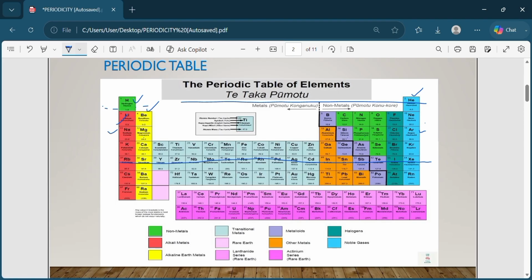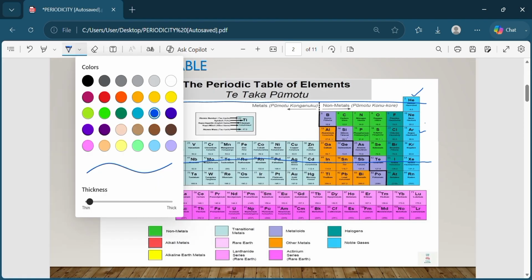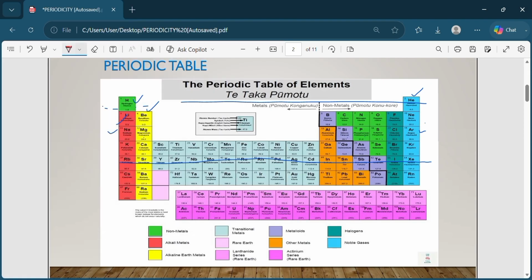Then when we look at a group, which is the other one, let me use another ink specifically. For example, this is a group. This is also a group: group 1, group 2, and so on and so forth. And in the modern periodic table, there are 18 groups. Not about, but there are actually 18 groups in the modern periodic table.